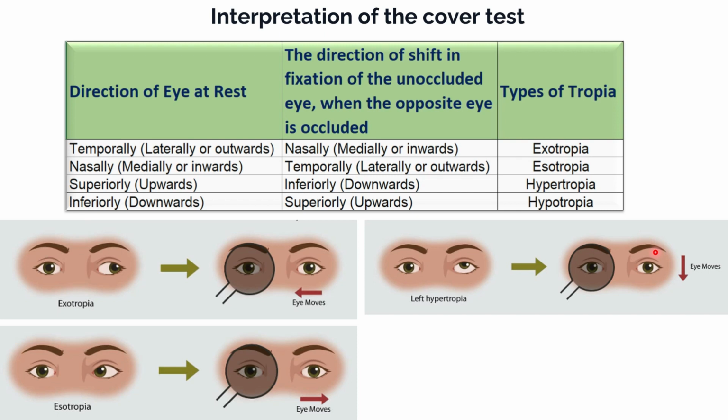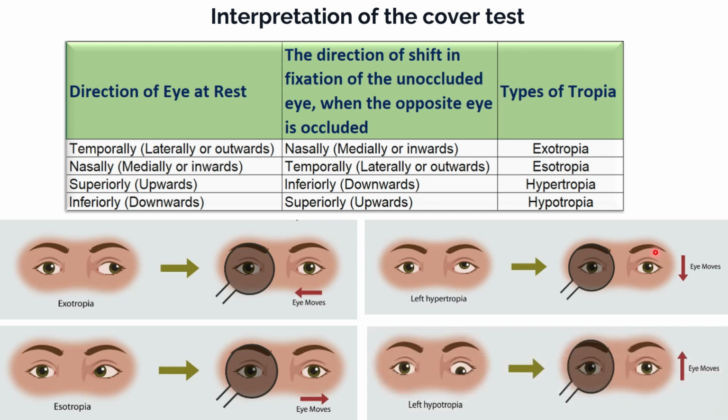Now, come to case number 4. In this patient, the right eye seems the fixating eye. So, let's cover the right eye to check the movement in the left eye. When we cover the right eye, the left eye moves upward. So, in the left eye, this patient is having hypotropia. Now, when we cover the left eye, there is no movement in the right eye. That means the right eye is in a normal state or the fixating eye.